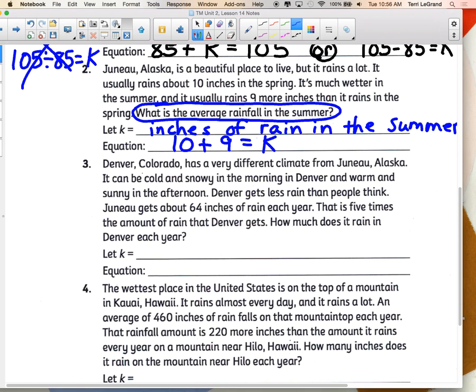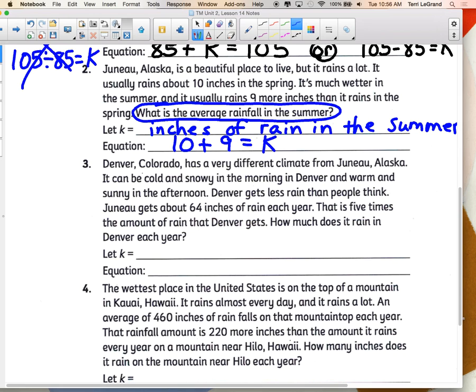19. Does that seem reasonable that it would rain 19 inches in the summer, because it rained 10 inches in the spring and 9 more inches in the summer? I think it seems pretty reasonable, doesn't it? So I think Kira's got a good one. Okay, anybody have a different one that we could check out? Is there another way to do it? Oh, Kira, you want to have 2 answers today, huh? Okay, what's the other one?